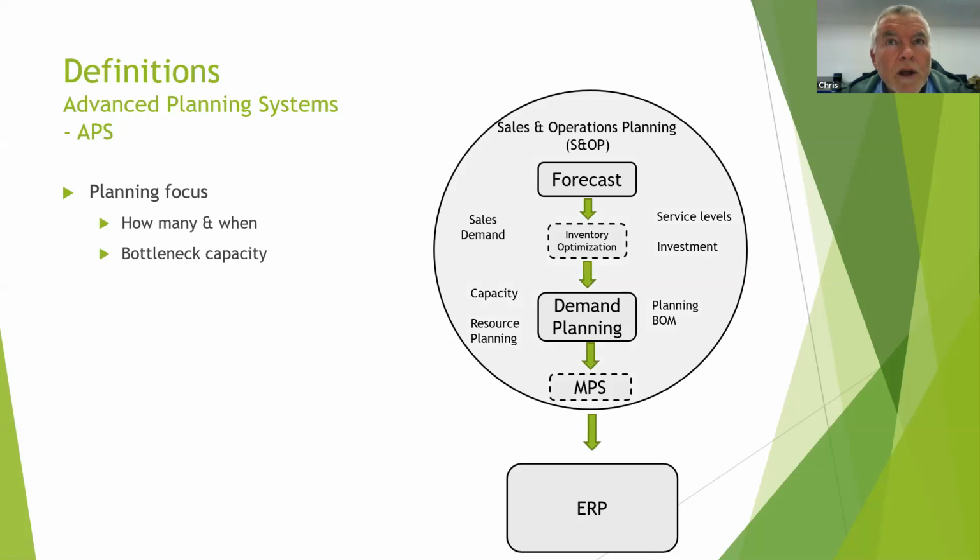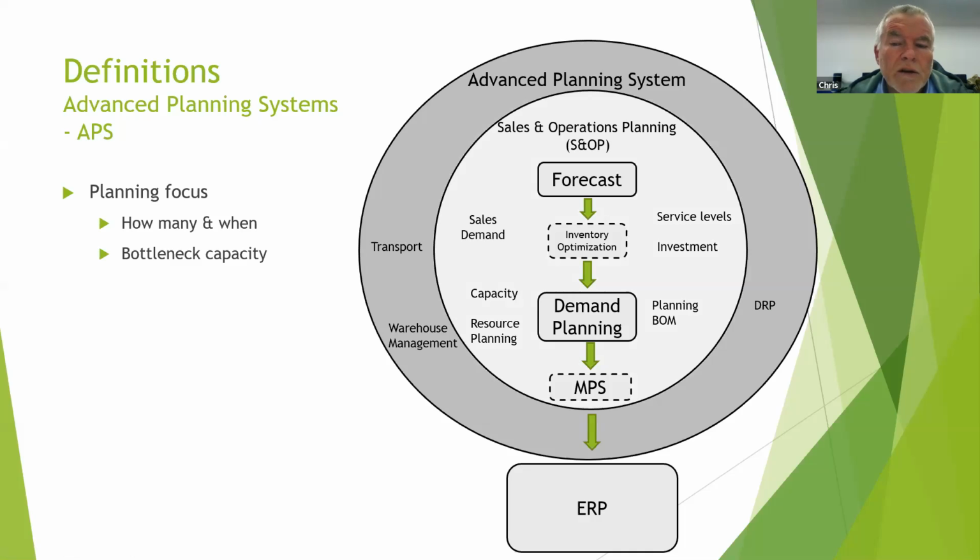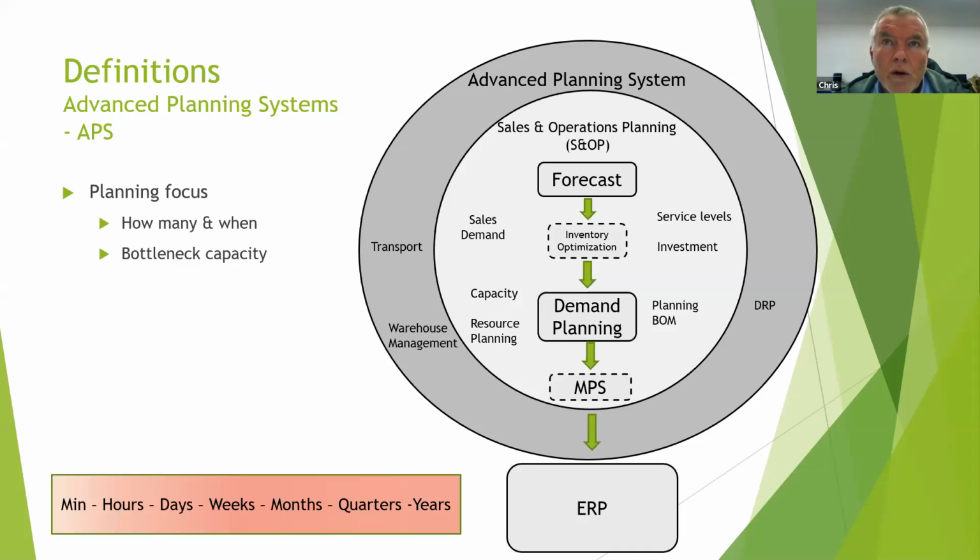And we bracket all of that, or we lump all of those together in a process called sales and operations planning. And then we added additional functionality to this, which are things like transport and warehouse and DRP and all the rest. And we call those the advanced planning system. So that's an APS. The advanced planning system is a set of functionality that determines how the future production should work at a fairly high level. And hopefully that's understood.